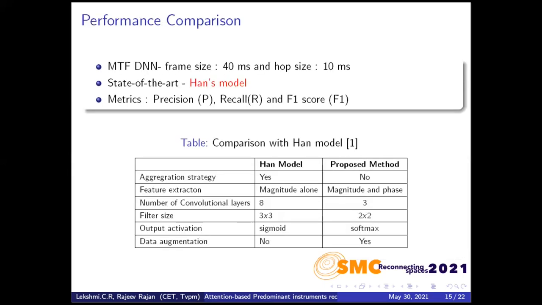The performance of the proposed method is compared with that of the state-of-the-art Han model and a musical texture feature DNN framework. We use the metrics precision, recall, and F score for performance evaluation. The table below represents the comparison with the state-of-the-art Han model. Han employed a deep CNN for predominant instrument recognition using mel spectrogram inputs and sliding window and aggregation analysis for the proposed task. As compared to Han, we are not using sliding window and aggregation analysis.